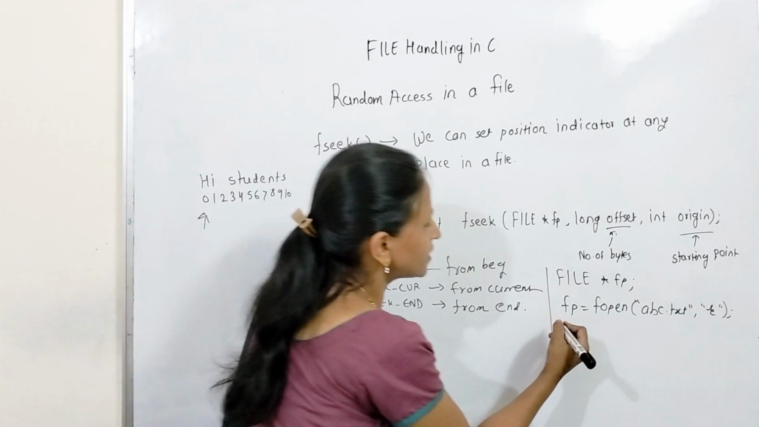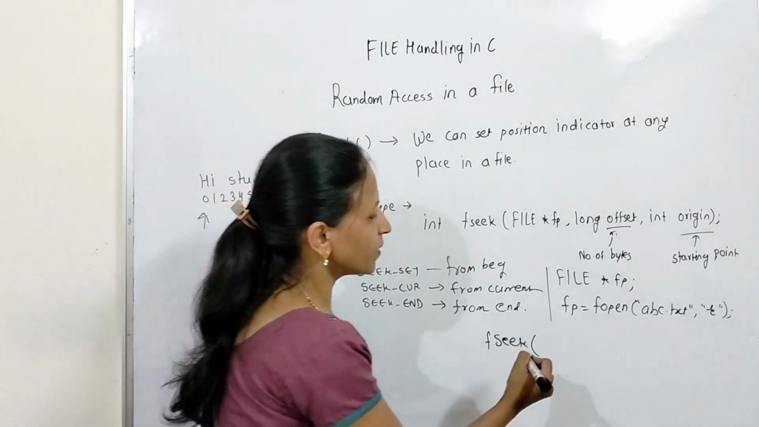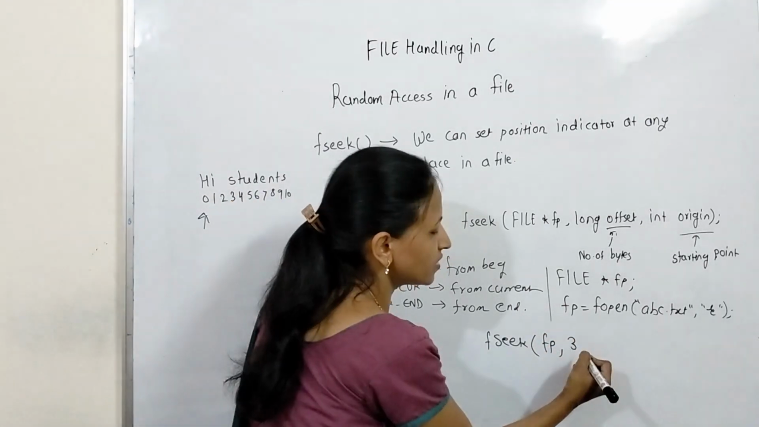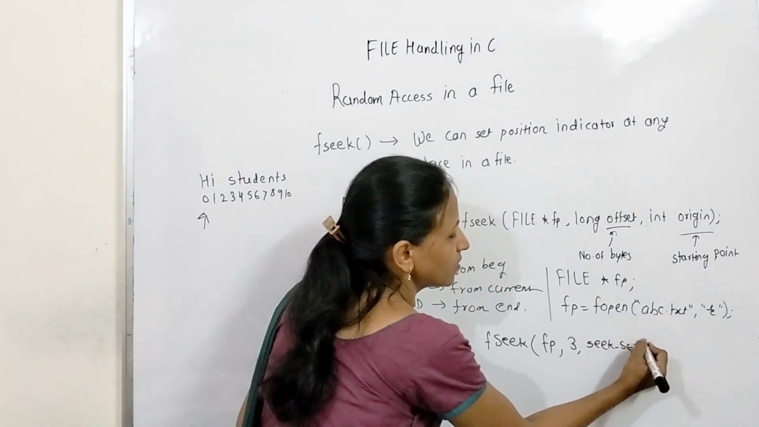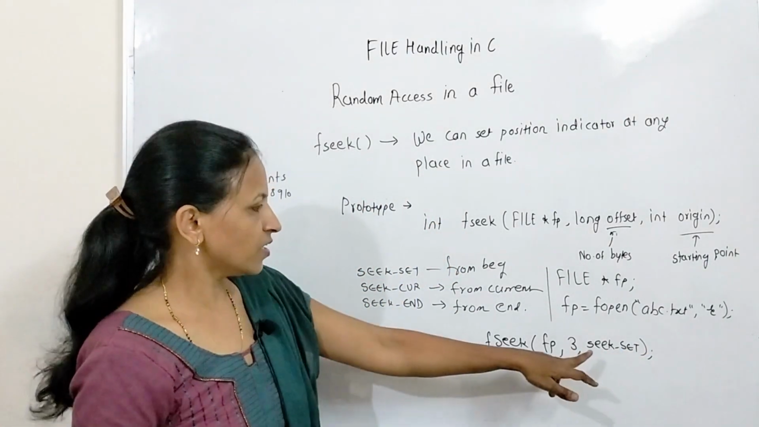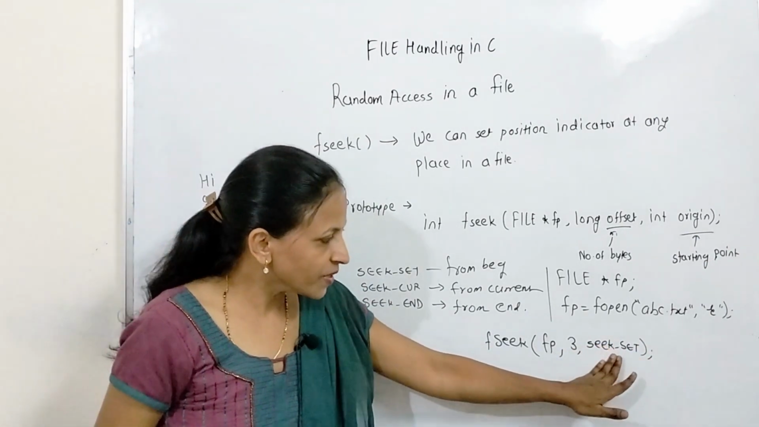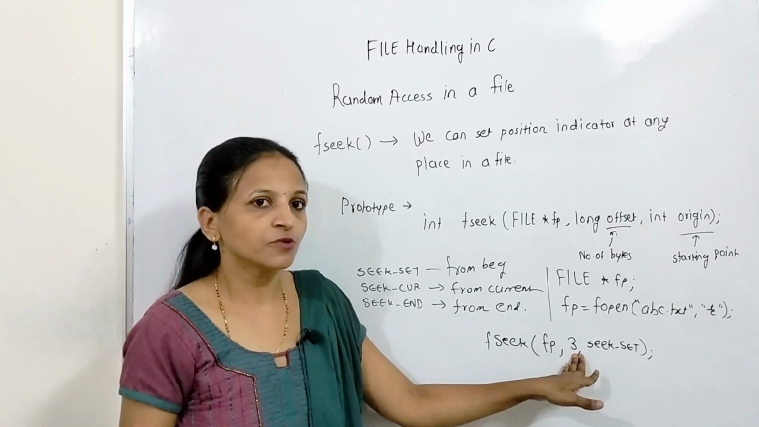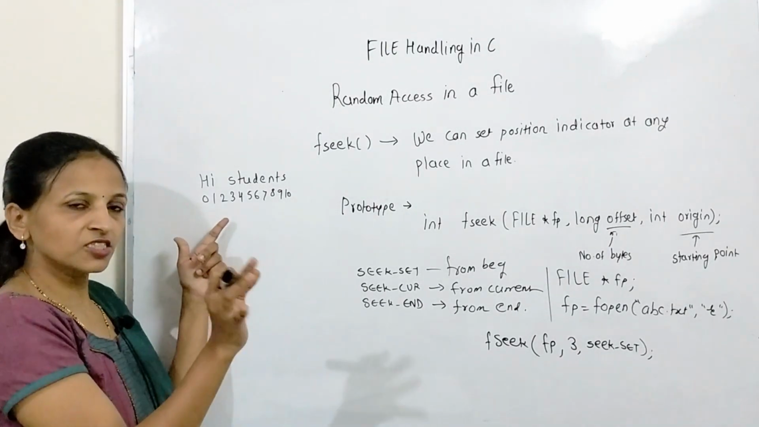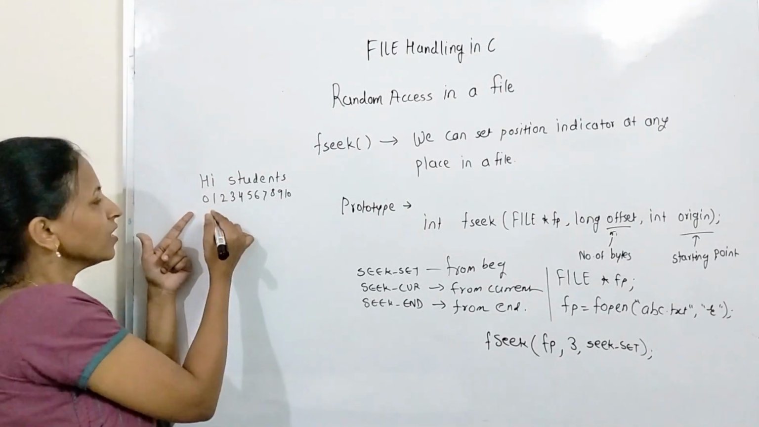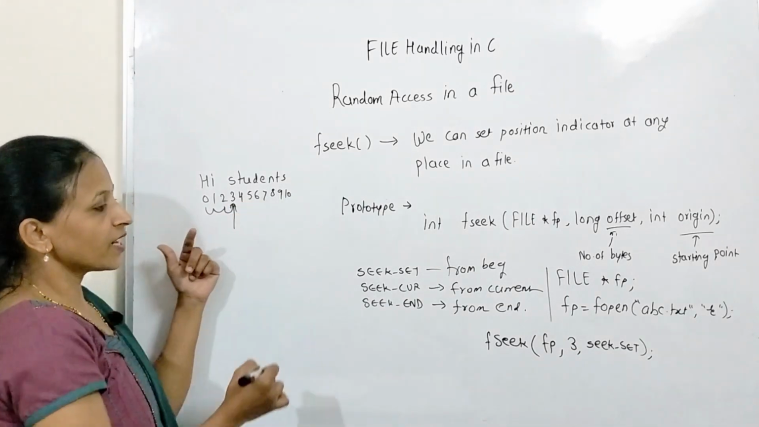Now let's say I have called fseek in this way. The first argument is of course the file pointer. Then I have written 3, and since I want to move from the beginning, I am passing SEEK_SET. All should be in capital letters, and remember there is an underscore between SEEK and SET. Now, SEEK_SET means from the beginning I want to move the file pointer 3 positions forward. Initially, whenever we open the file in read mode, it is at the beginning. Then we are moving 1, 2, 3 places, and this is now where the file pointer is, and I can start reading from here.